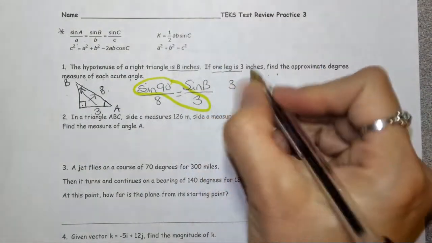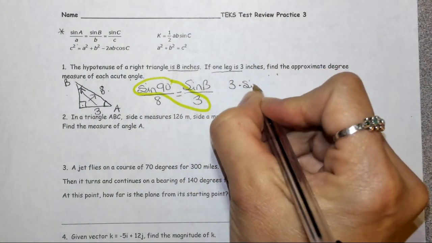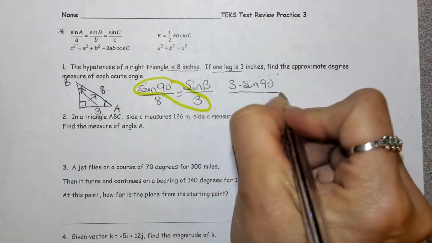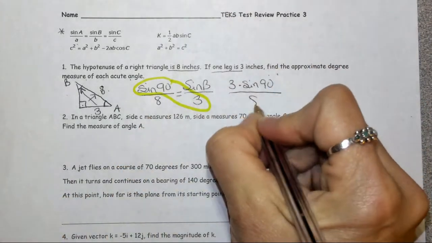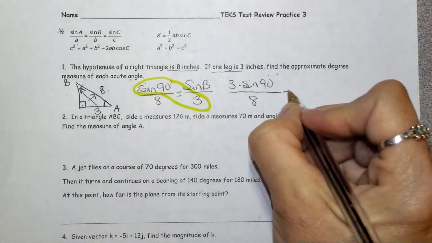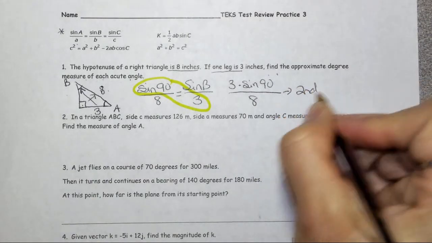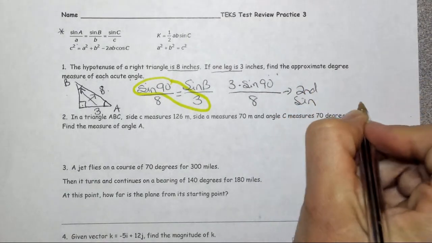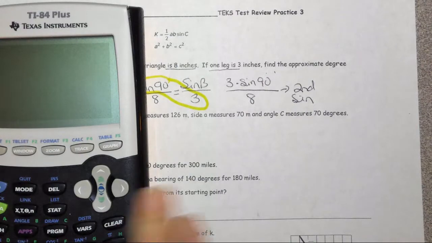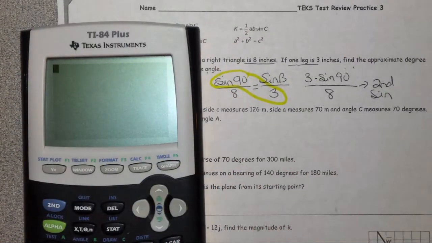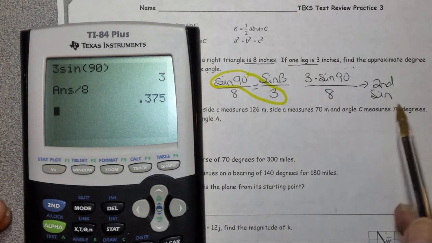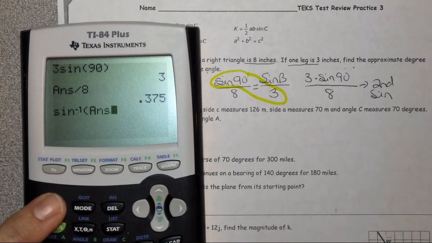I'm going to get an answer in my calculator, and then I'm going to divide that by the number I didn't circle. So I'm going to divide it by 8. And then once I get that answer, I'm going to remember to do second sine of my answer. Whatever pops out is my angle. Okay, so here we go. I'm going to do 3 times sine of 90, hit enter, divided by 8. That was my decimal, and now I'm going to do second sine, second answer.